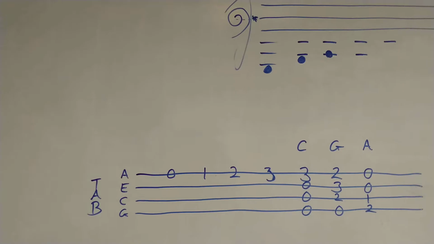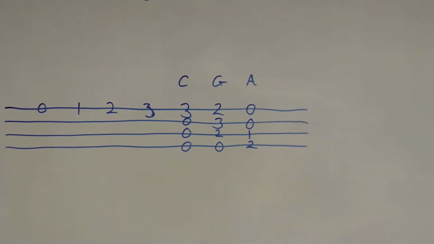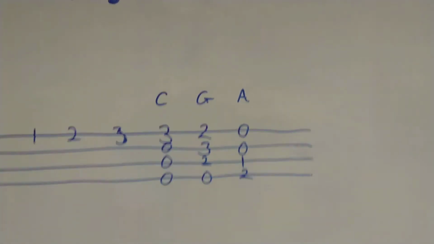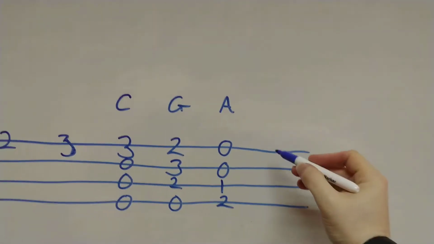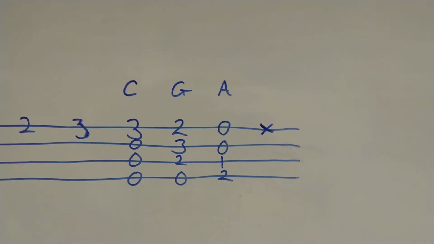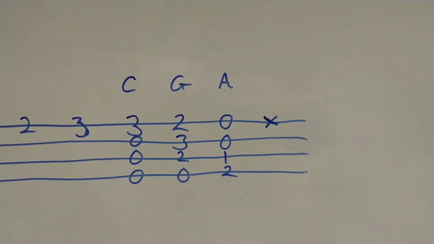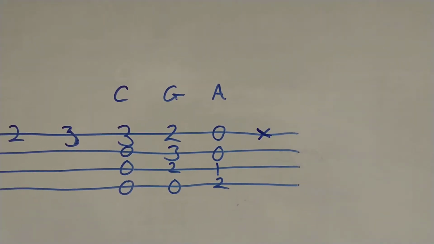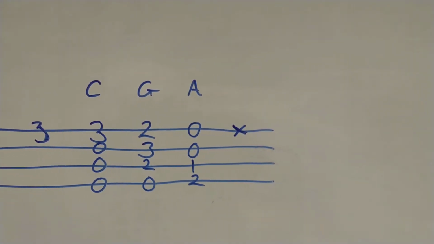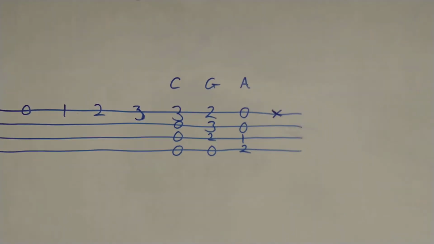Trying to think of other information that might catch you out. There's also the possibility of having to mute a string, and if you mute a string, it would look like that. There would be an X. Now, you could either mute that string or omit that string, so just not hit the string. Or you could use a spare finger to mute it, whichever suits.